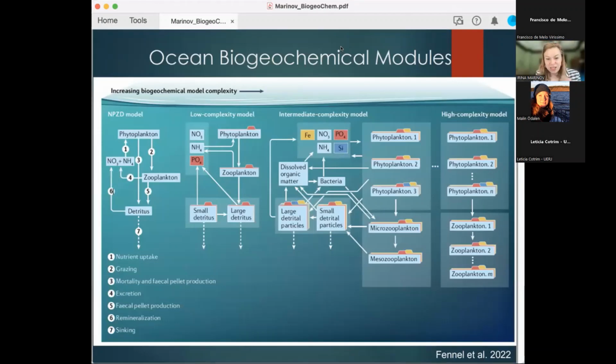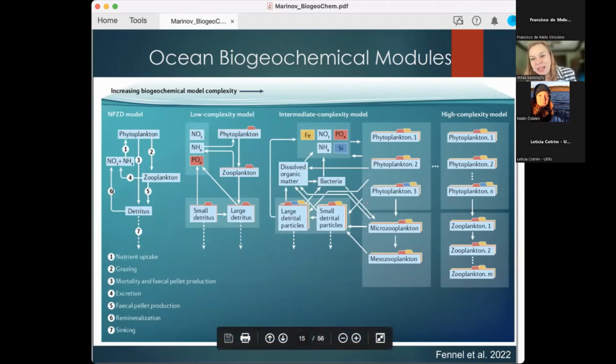There are more than 50 climate models out there that participate, and a subset of these have ocean biogeochemical modules, and these biogeochemical modules can be of varying complexity. So you can have an NPZD model, then low and intermediate complexity models with more and more sophisticated elements, and you can have high complexity models.